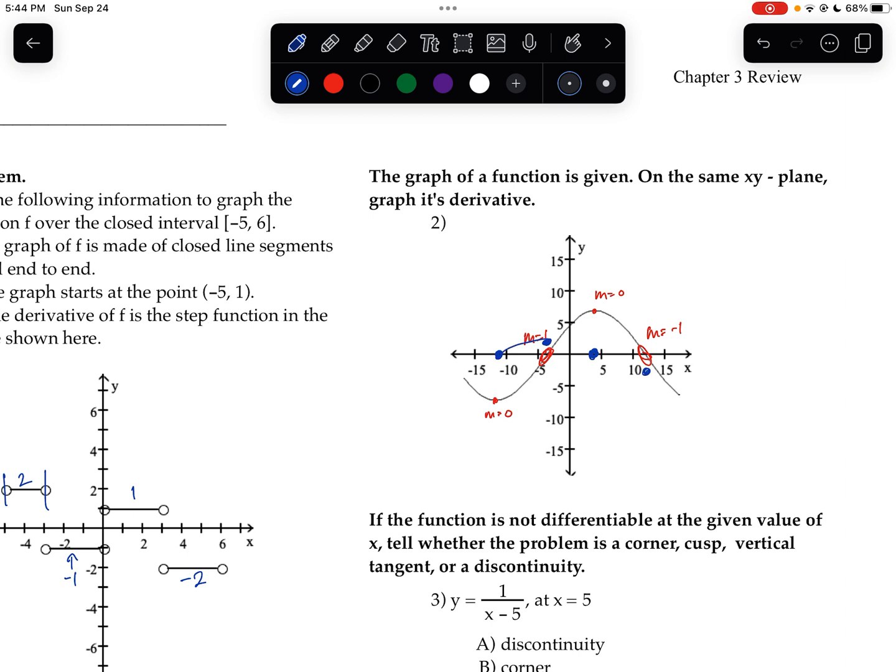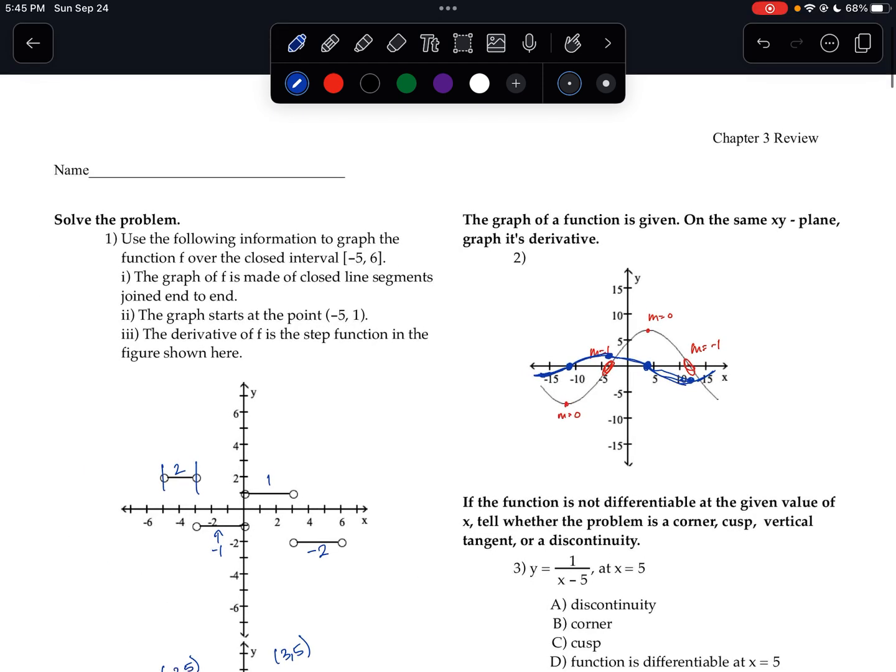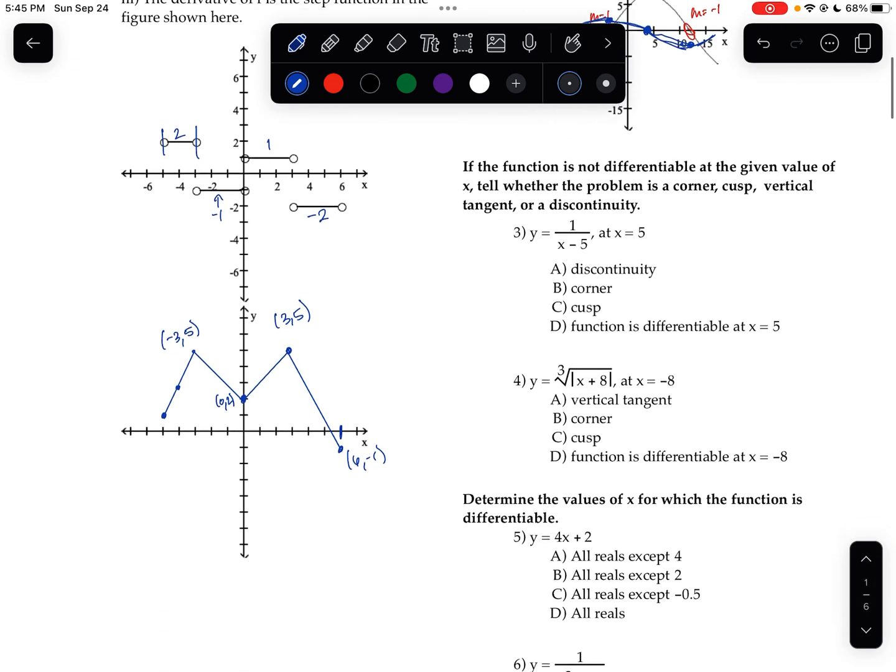So it kind of looks like it's making a trigonometric, maybe sine or cosine-ish type wave, something like that. So something like that should be good.